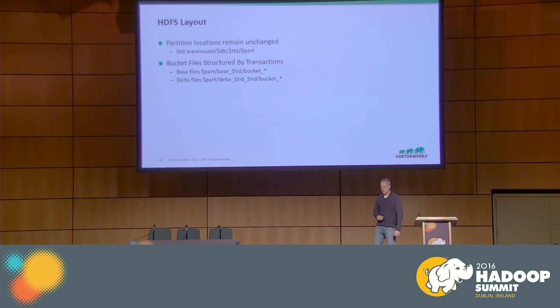So what does this end up looking like in your file system in HDFS? We didn't want to change the way this was laid out in HDFS, obviously, or at least make as few changes as possible. So just as Hive in the past laid this out as /warehouse/database/table/partition, we didn't change that. All we changed is underneath we added a base directory with a transaction ID, that's what TID stands for there, and a delta with a range of transaction IDs.